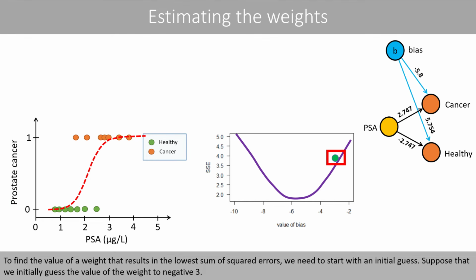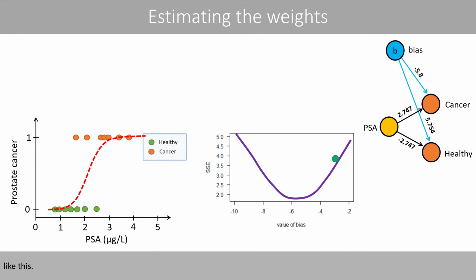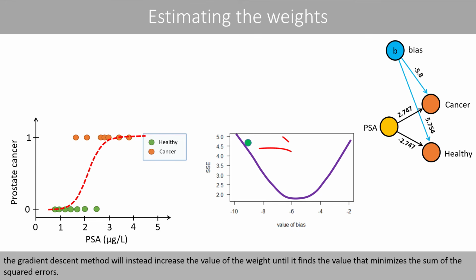To find the value of the weight that results in the lowest sum of squared errors, we need to start with an initial guess. Suppose that we initially guess the value of the weight to be negative 3. Then we use an algorithm such as gradient descent, where we stepwise move along the direction of the steepest descent, like this. If we instead initially guess the value of the bias to be negative 9, the gradient descent method will instead increase the value of the weight until it finds the value that minimizes the sum of the squared errors.